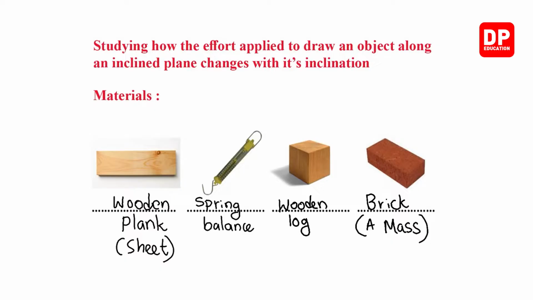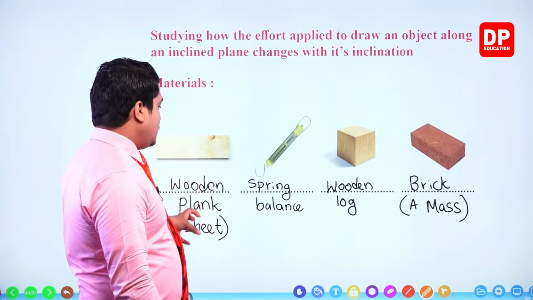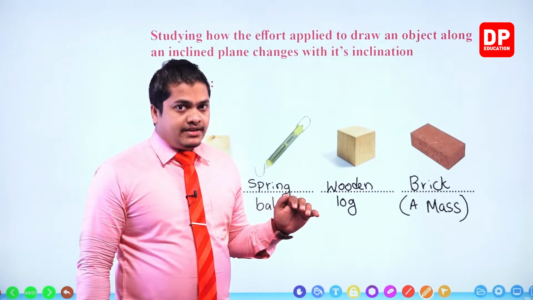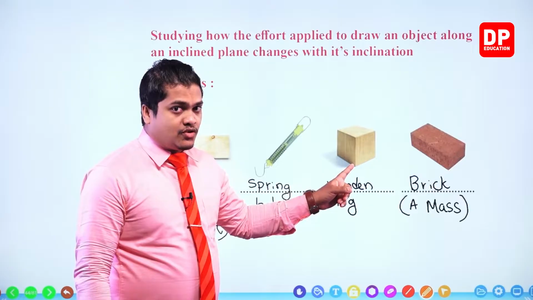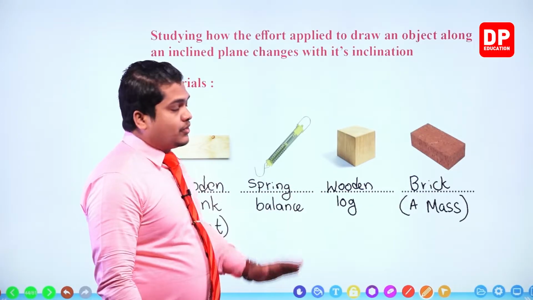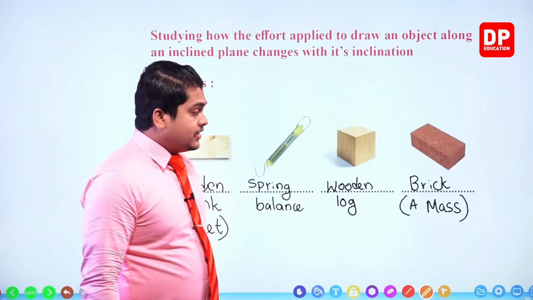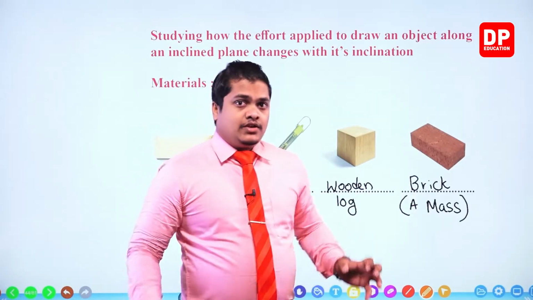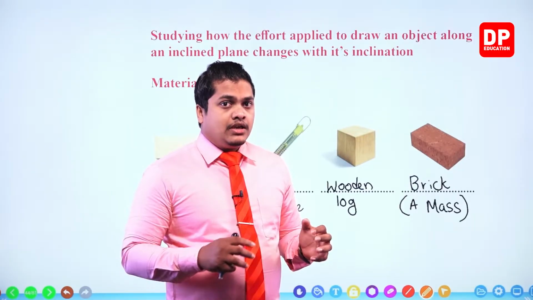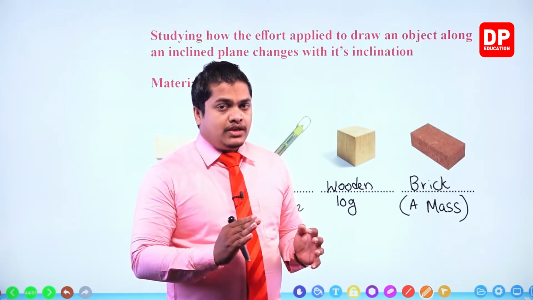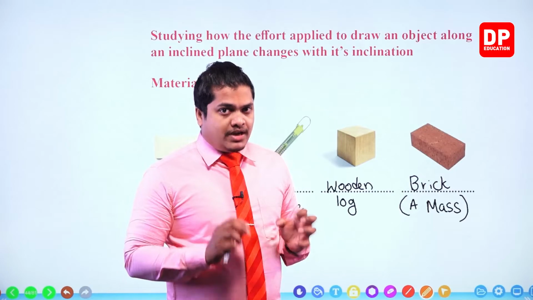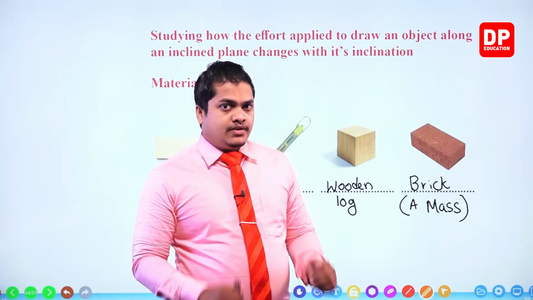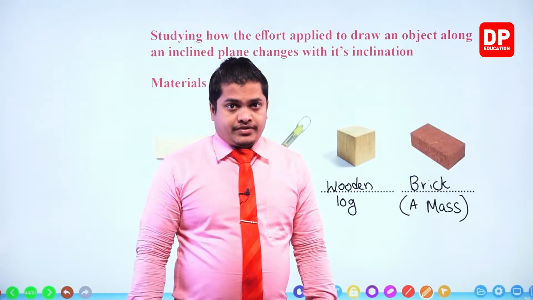Right. Okay. So these are the materials you will be needing. A wooden plank or else a surface to create the inclined plane. Then a spring balance to measure the weight of the particular mass, which is over here. Then a wooden log to support the inclined plane. Then, my dear children, a brick or else a mass in order to investigate what will happen to the force needed or the effort, right? So here you can use a brick or else any kind of a mass, right? So these are the materials that you need, my dear children.